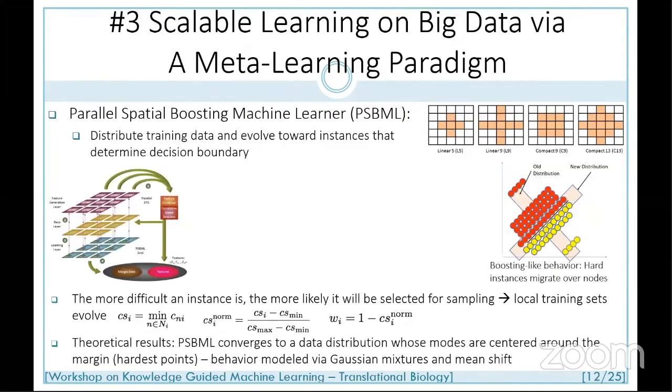So we had a little bit of a detour and put together, in the past few years, this was before, I think, XGBoost and AdaBoost, what we called a parallel spatial boosting machine learner, where we used ideas on how to distribute the training data over toroidal grids and how to distribute the learning, basically, to have many learners learn locally, but exchange samples with neighboring learners and evolve the training data towards the most difficult instances that together patch that decision boundary. And we were able to also publish some theoretical results and get more insight into why PSBML performed as well as it did.